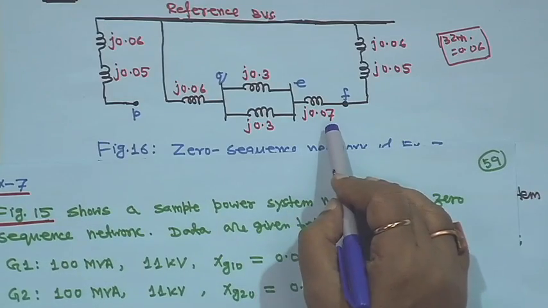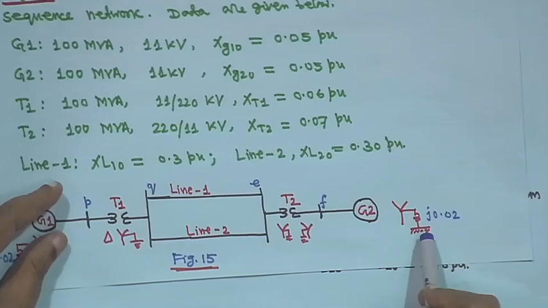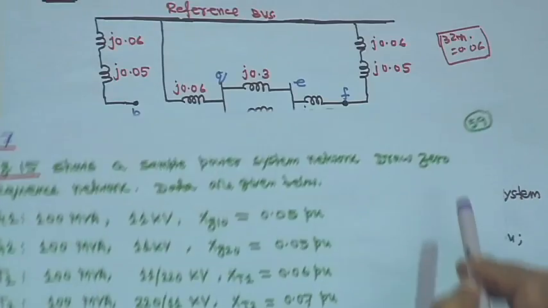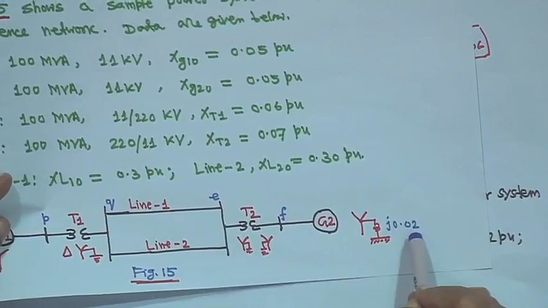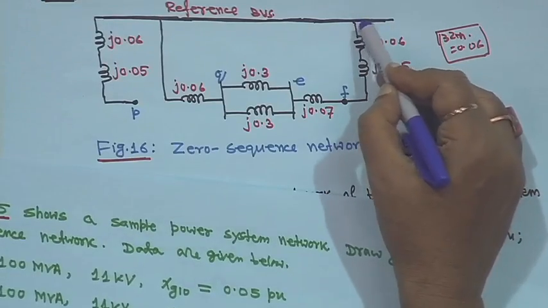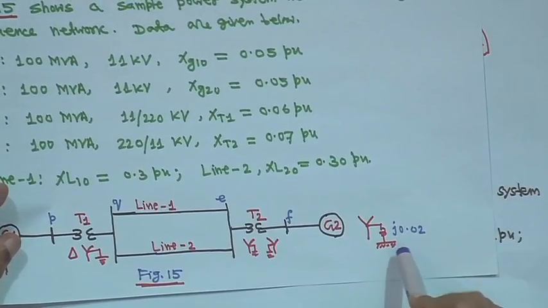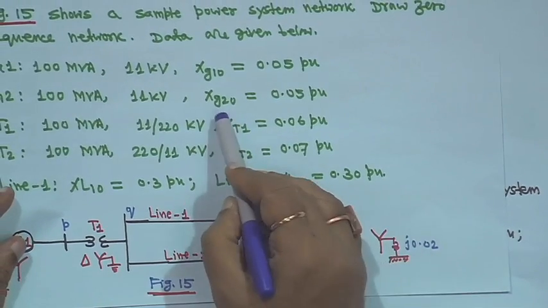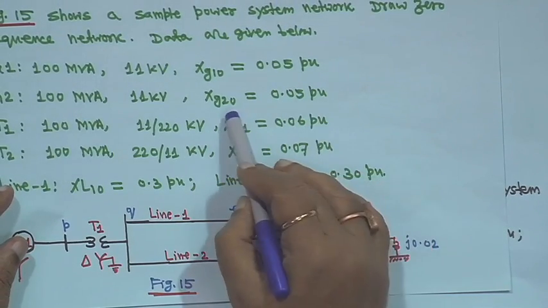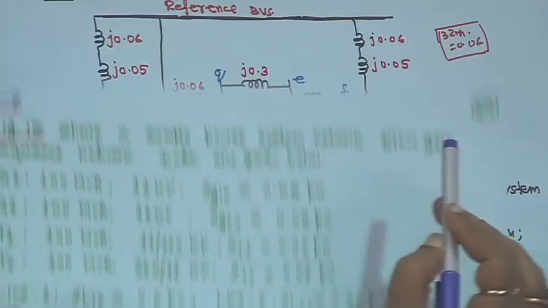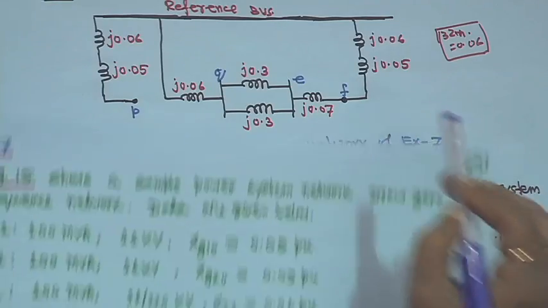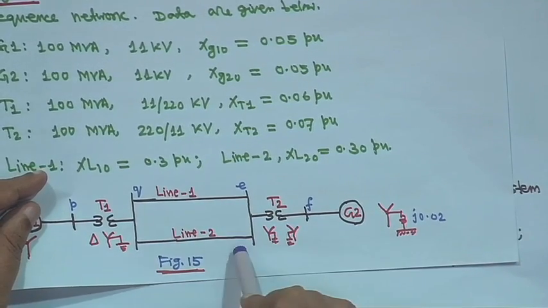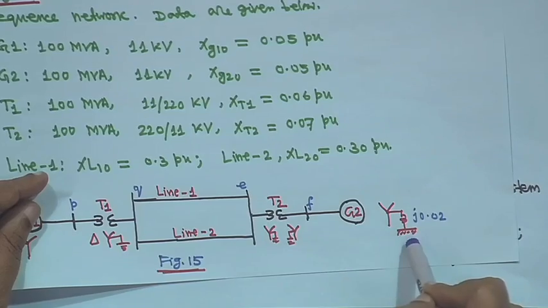So it is j0.07, and as this side is star grounded, generator 2 is also star grounded, which means this is 3Zn, so j0.06. This has to be connected to the reference bus. For generator 2, XG20 is 0.05, the zero sequence reactance given, so after that it is j0.05, and this point will be F. This is star grounded and this is also star, so zero sequence current will flow and connectivity will be there.